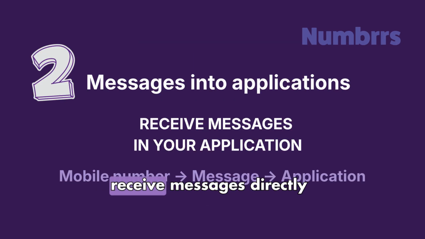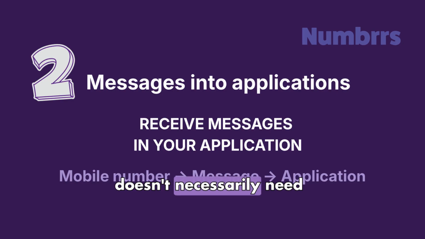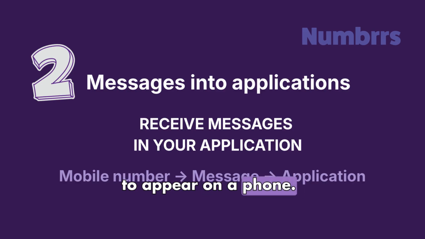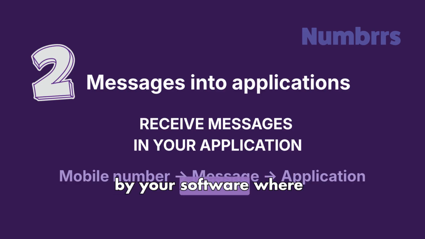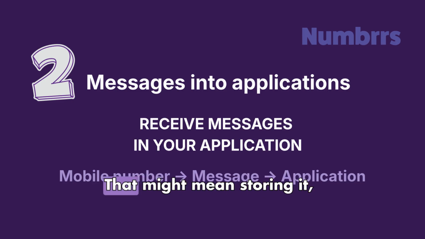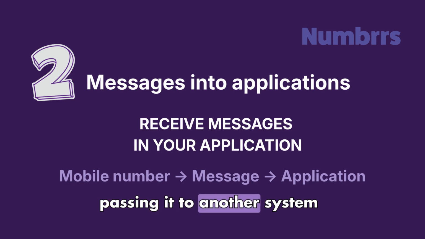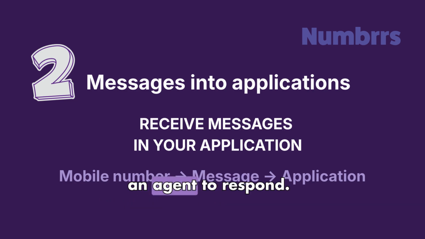Number 2, receive messages directly into an application. An incoming message doesn't necessarily need to appear on a phone. It can be received by your software, where you can decide what happens to it next. That might mean storing it, triggering an action, passing it to another system, or allowing an agent to respond.